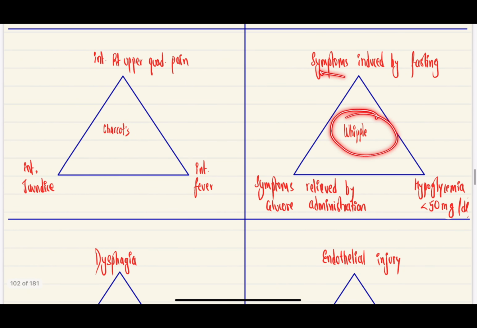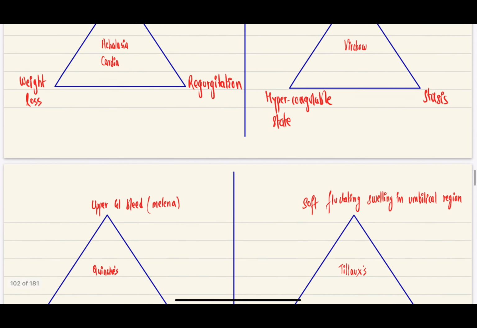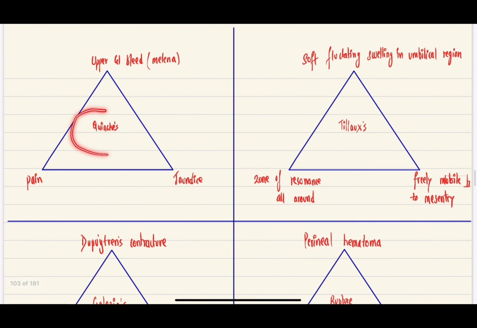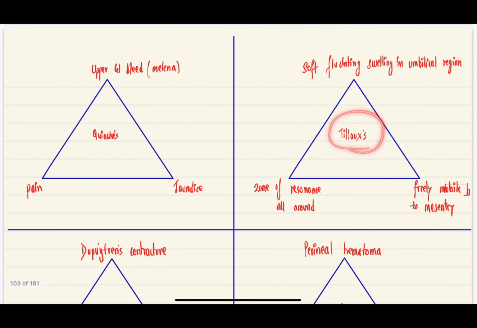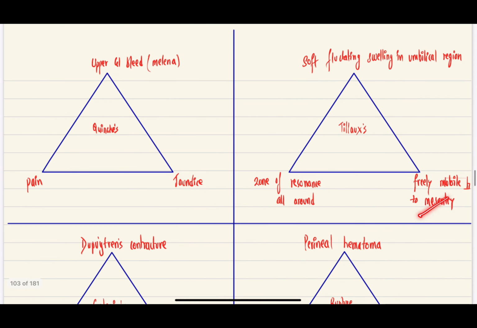We have Virchow's triad for hypercoagulable states: stasis, and endothelial injury. We have Quincke's triad for upper GI bleeding: pain and jaundice. We have Tillaux's triad: soft fluctuating swelling in the umbilical region, zone of resonance all around, and freely mobile mass.